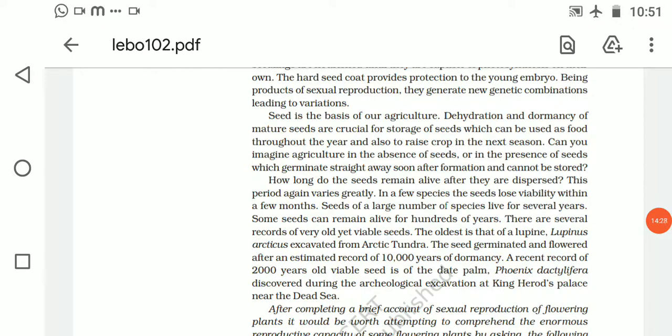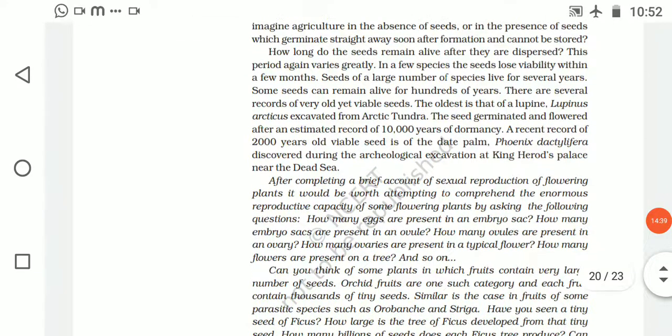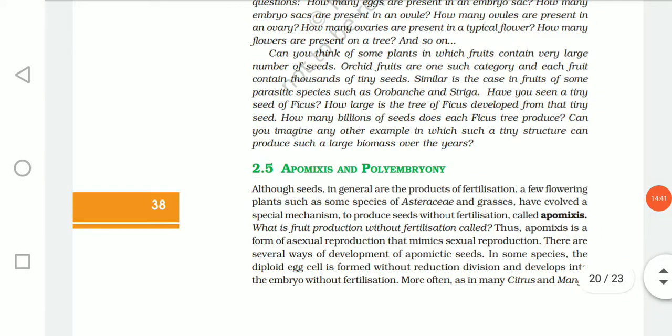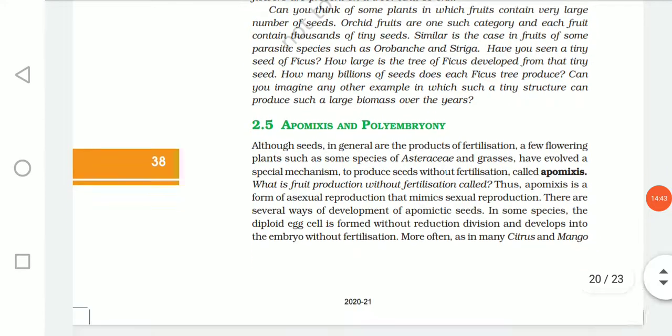Okay, then seed is the basis of our agriculture. So whatever is the agriculture practice which goes on, they sow seeds and they keep the seeds for the next season. So it is very easy to store seeds.